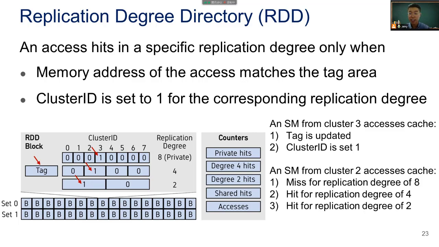Now, if an SM from cluster 2 wants to access the same address, it misses in the private LLC with the replication degree of 8. Meanwhile, the access hits in the private LLC with the replication degree of 4 and 2. This is because in these two LLC organizations, cluster 2 and cluster 3 share the same LLC space.